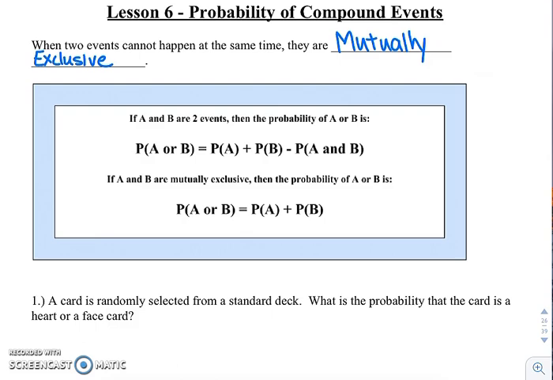So there's two ways to find the probability of two events happening, A or B. If there's an overlap here, the probability of A or B is A plus B, both events added together, but we need to subtract those times where they are the same thing. We want to only include A or B. We don't want the probability of A and B, so we exclude that from the probability. But if they are mutually exclusive, it simply is just the probability of A plus the probability of B.